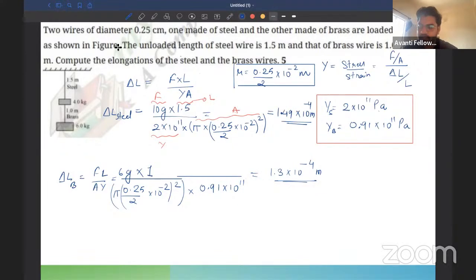So how much is the total elongation? What is asked? Compute the elongations of steel. Okay, total elongation is not asked. Separate elongations is asked, right? So I can write elongation in steel wire is 1.49 into 10 to the power minus 4 meters. Elongation in brass wire is 1.3 into 10 to the power minus 4 meters. Okay, so this is the answer.